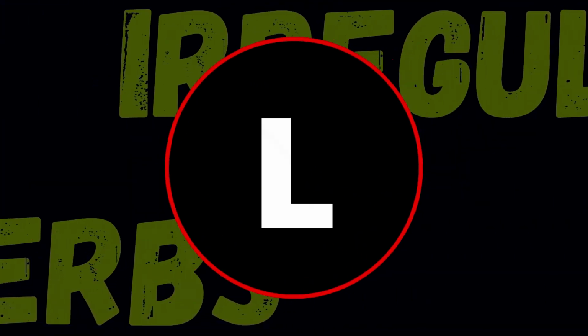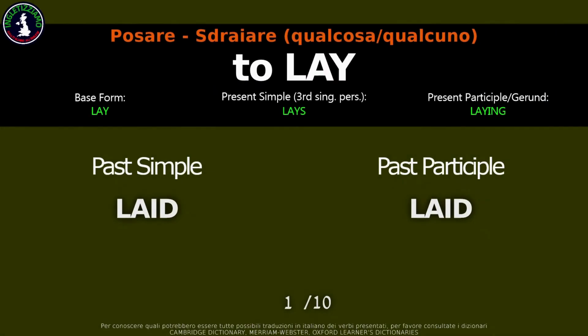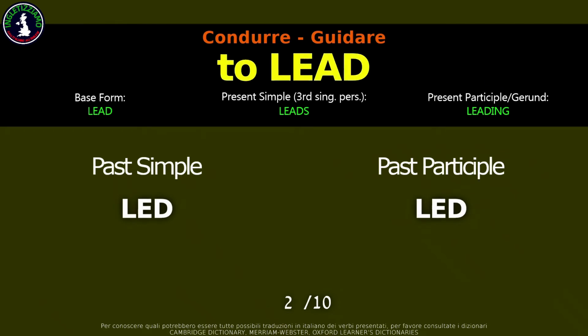Irregular verbs with the letter L. To lay, laid, laid. To lead, led, led.